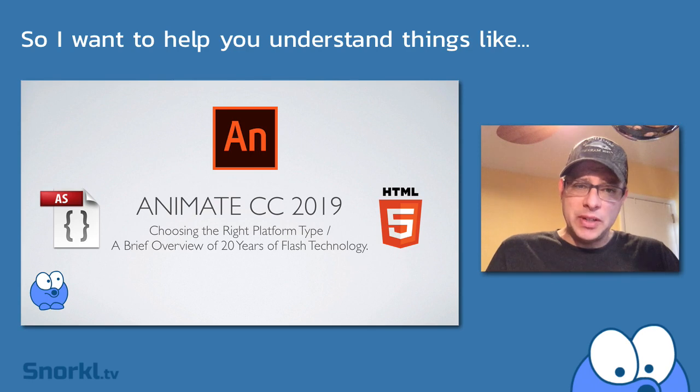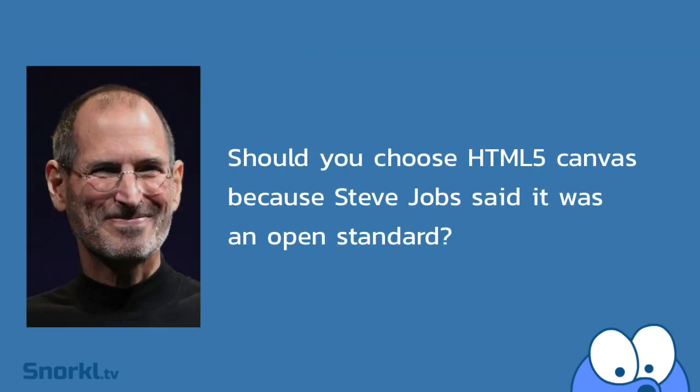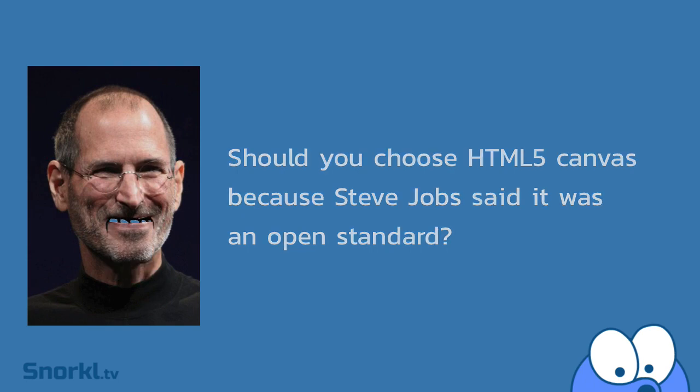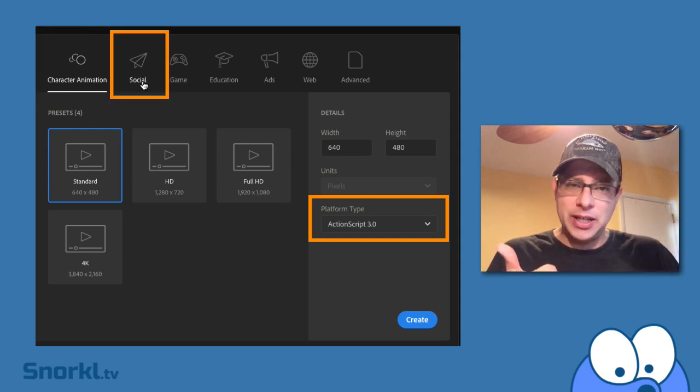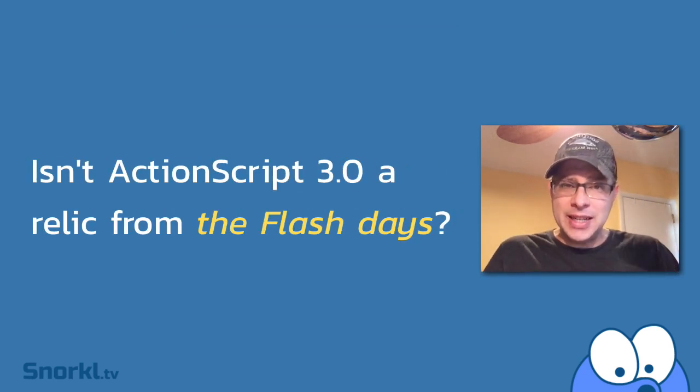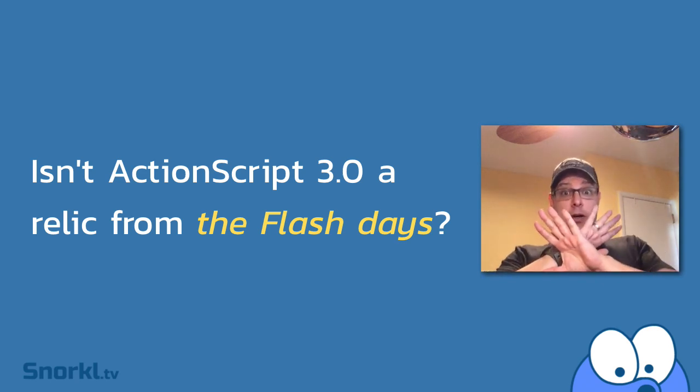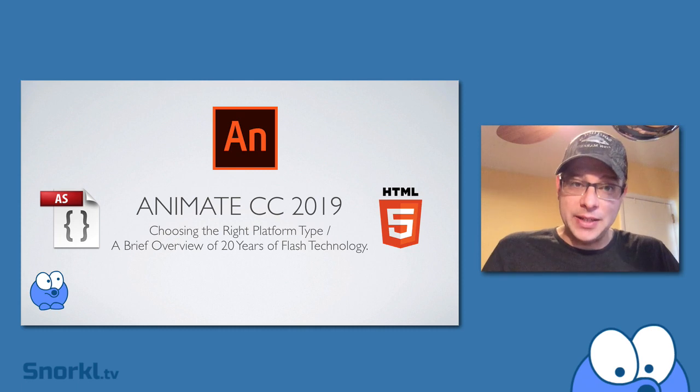So I want to help you understand things like: should you choose HTML5 Canvas just because Steve Jobs said HTML5 is an open web standard? Or why did Adobe choose to set ActionScript 3.0 as the default for character animation projects and social media projects? Isn't ActionScript 3.0 something that's a relic of the Flash days and should be avoided at all costs? Well, if you want to find out these answers, sit back and relax. I think you'll find it interesting.